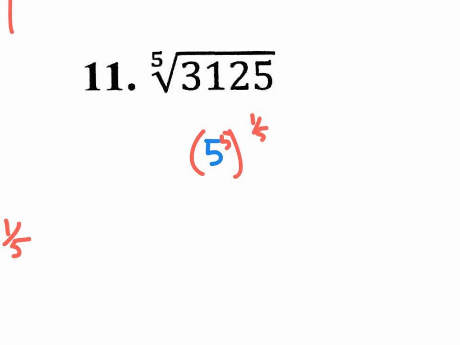So 5 to the 5th power is actually 3,125. So it's good to rewrite it that way. That way when you multiply 5 times 1/5, it cancels out and your answer is just 5.